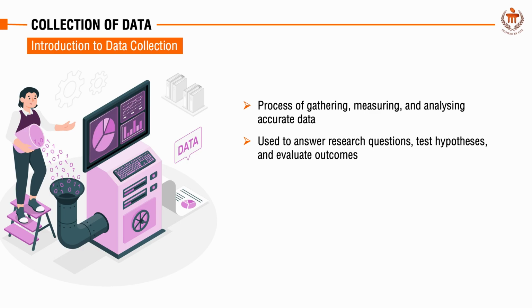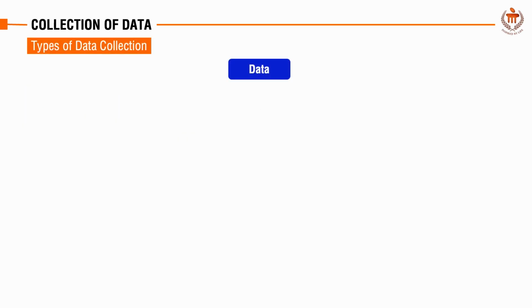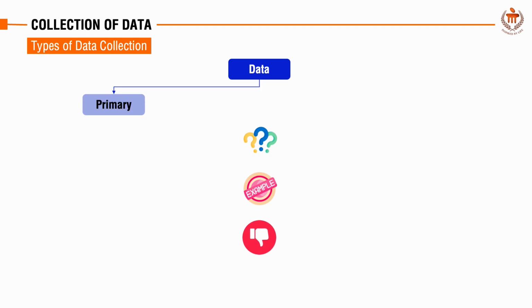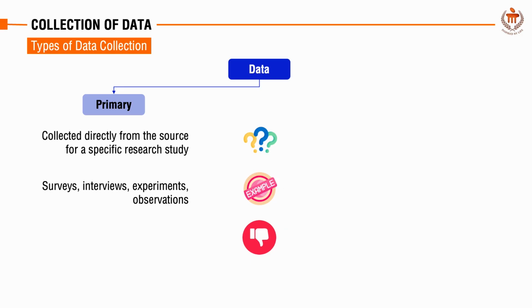So, data can be collected mainly in two forms: either based on primary data or based on secondary data. Now, talking about the types of data collection, as I already mentioned, there are two ways we collect the data. Primary data is collected directly from the source for the specific research study. It includes surveys, interviews, experiments, observations. It can be time consuming and costly.